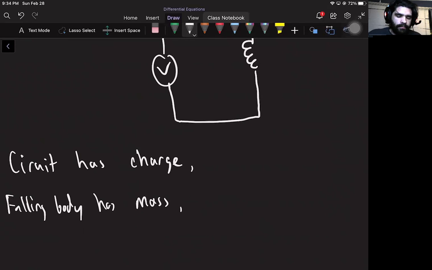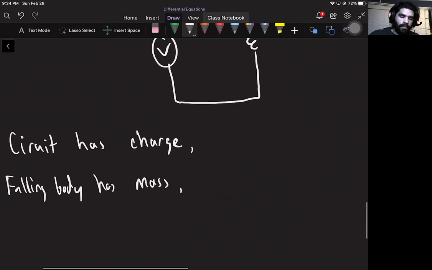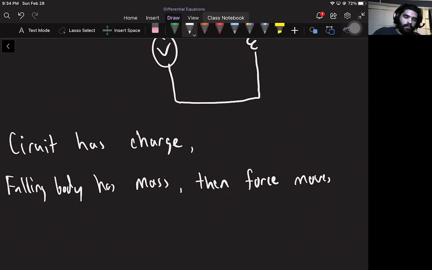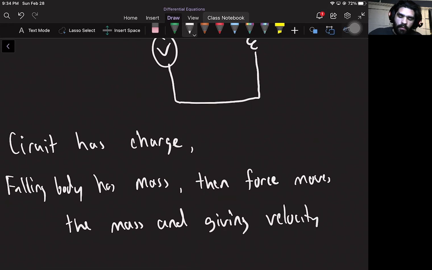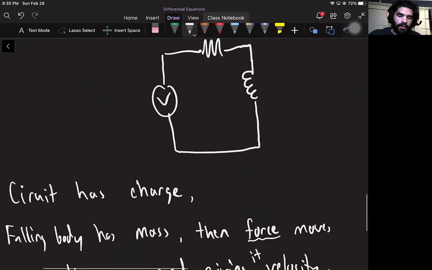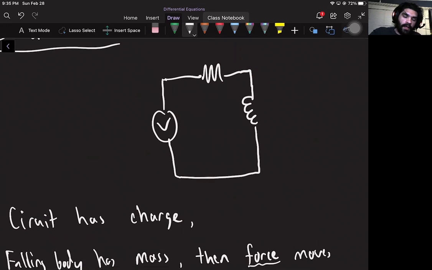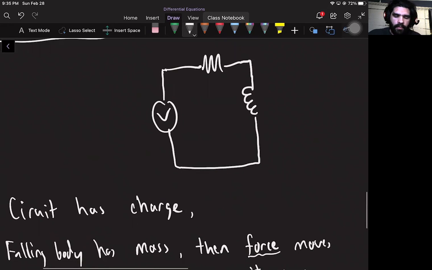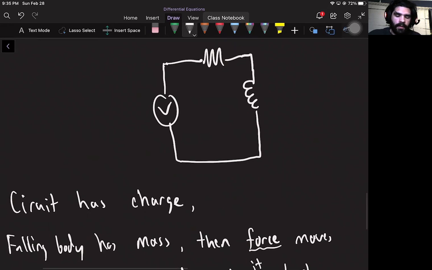And what does it mean to turn on the circuit? Well, for a falling body, let's do that first. The idea is that a force is what really moves the mass. And you can think of it as giving life to it, but that's called velocity for the falling body problem. So a mass just sits there until a force comes along and pushes it, gives it velocity. Similarly, the charge is just some thing that the circuit has, but it's much harder to visualize than an object having mass, like a little blob or something. But it's the same idea.